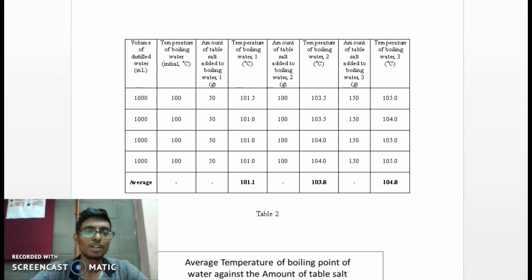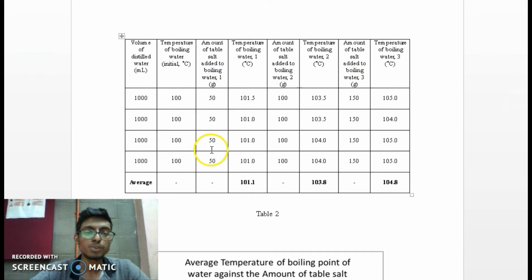Next table, when we're using 1000 milliliter of volume of distilled water. Previously, I showed that in table 1 the constant is the volume of distilled water at 500 milliliter. This table shows the same constant, which is the volume of distilled water, but at 1000 milliliter. So the amount of table salt also changes from 50 to 100 to 150.